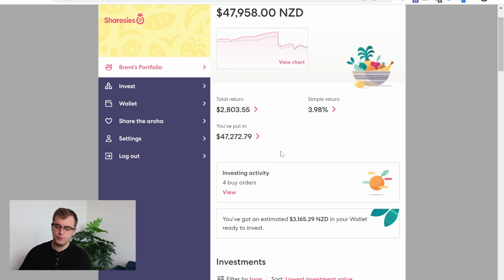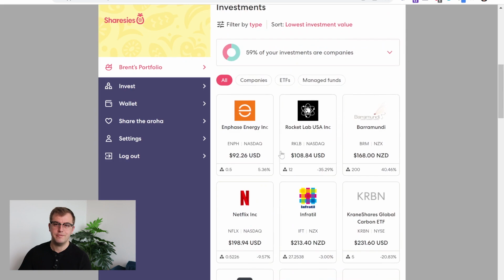So on the portfolio page, if we continue scrolling, we'll see all of our investments, and we can either filter this or sort.